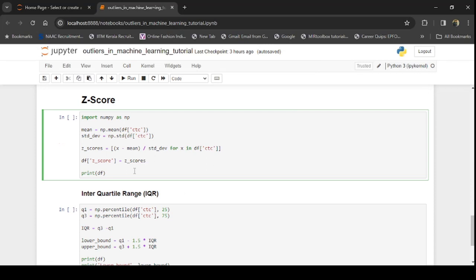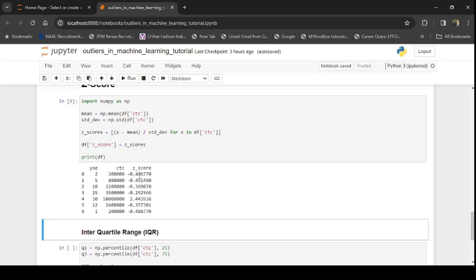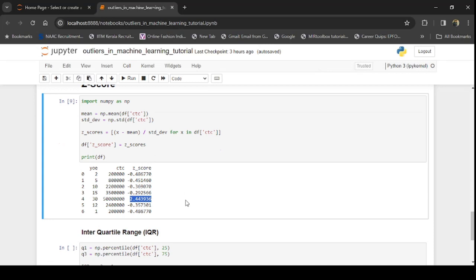Let's print it to check out the Z-scores of each and every entry. If you see here, all the values except this one have Z-score between 2 and -2. If we assume 2 as our upper bound and -2 as our lower bound, then this entry is an outlier because the Z-score of this entry is above 2. However, as we have discussed earlier also, this upper bound and lower bound can be evaluated based on the domain knowledge or based on the problem statement you are trying to solve.